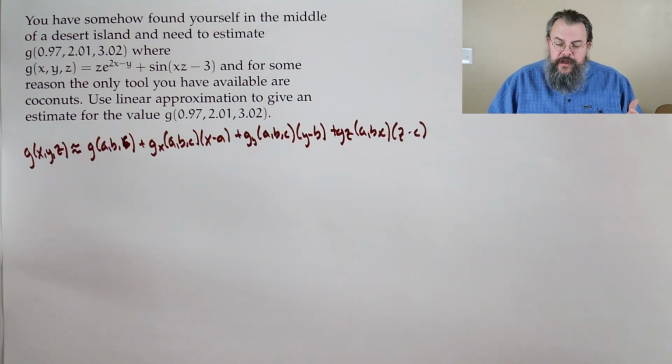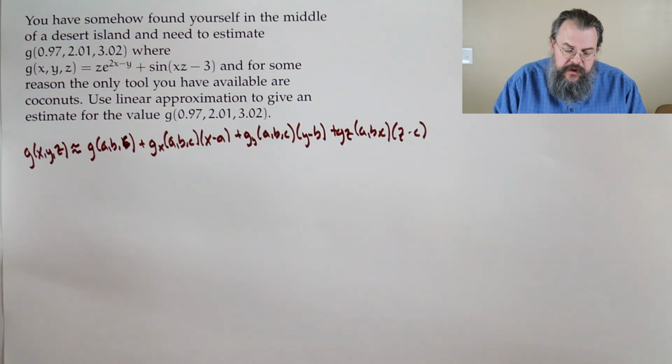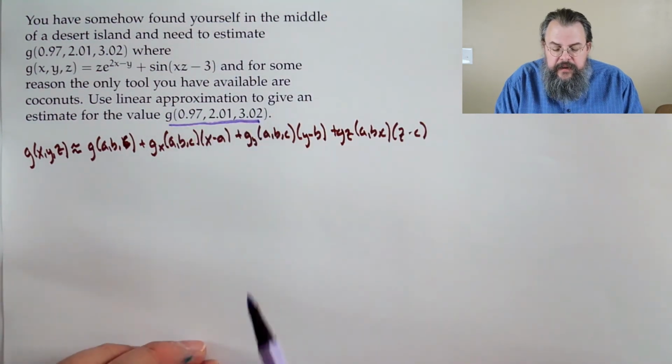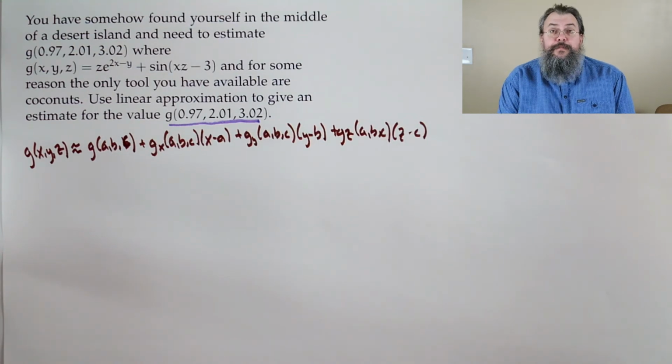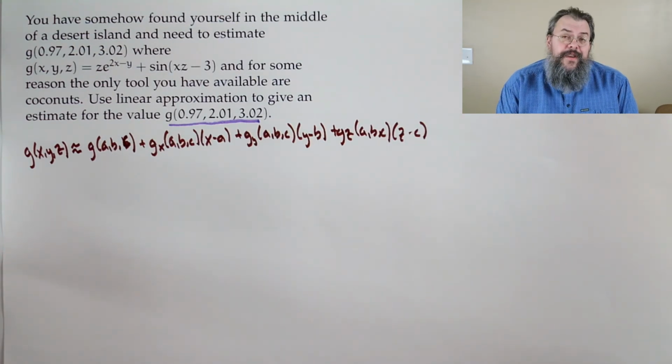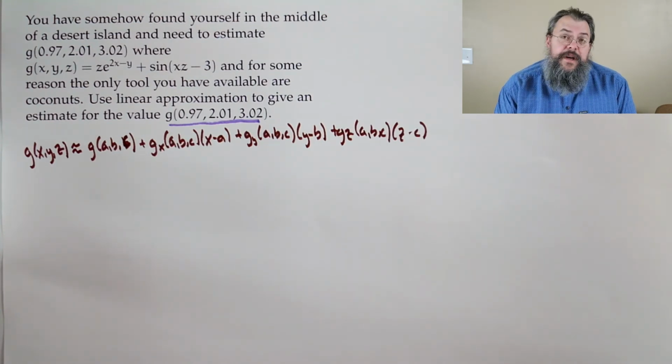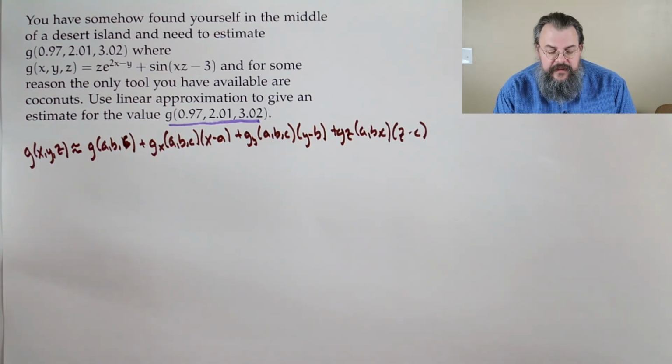So what we do is we look at our problem and we say, okay, we're trying to estimate (0.97, 2.01, 3.02). And we say to ourselves, those sound like not fun numbers to work with, given that we have exponential functions and sine functions.